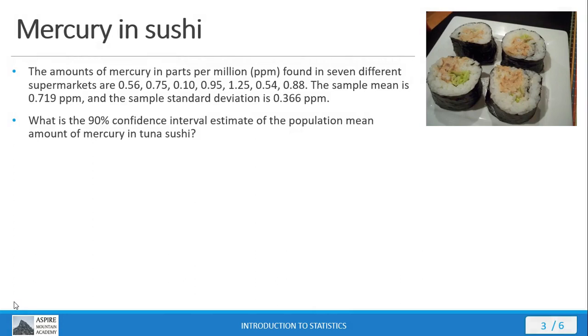Let's look at an example problem involving mercury and sushi. The amounts of mercury in parts per million found in 7 different supermarkets are what you see listed here. Sample mean 0.719, sample standard deviation 0.366. What is the 90% confidence interval estimate of the population mean amount of mercury in tuna sushi? So go ahead and stop the video here. Come back, and then we'll walk through to see how to get the right solution and see how you did.